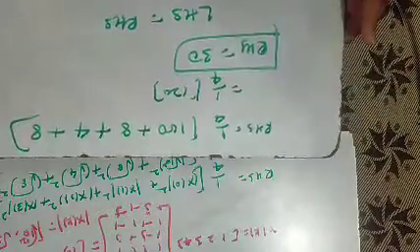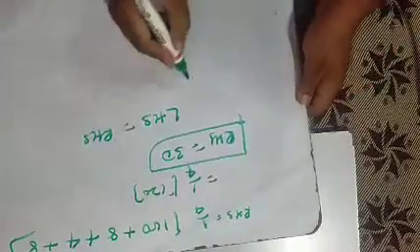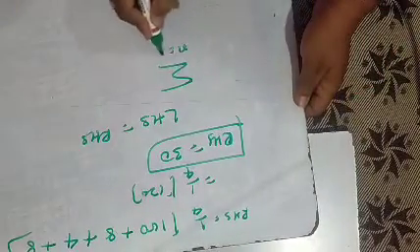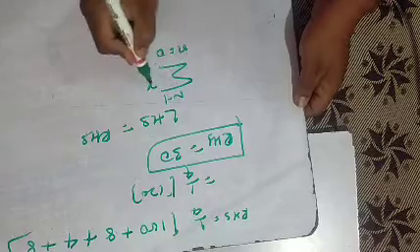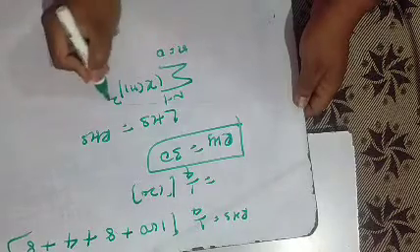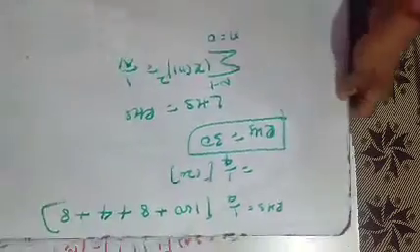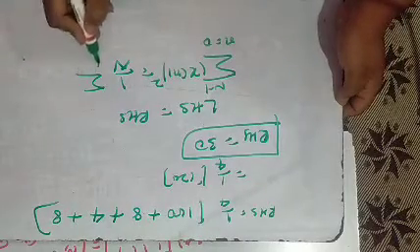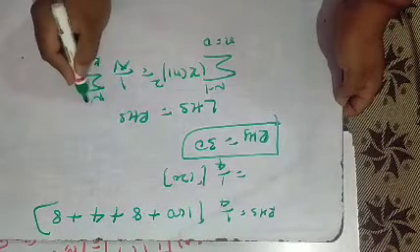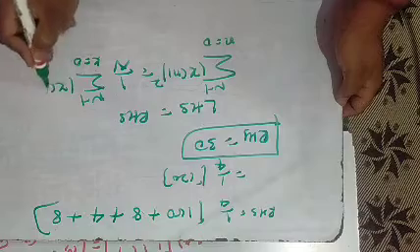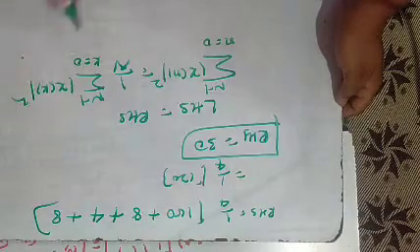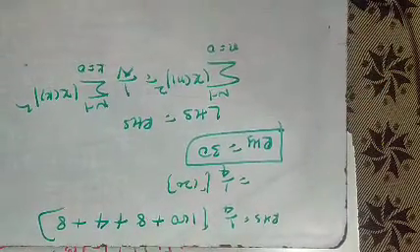That is nothing but the summation n equals 0 to N minus 1 of modulus x of n whole square is equal to 1 by N times the summation k equals 0 to N minus 1 of modulus x of k whole square. This is the Parseval theorem. Thank you.